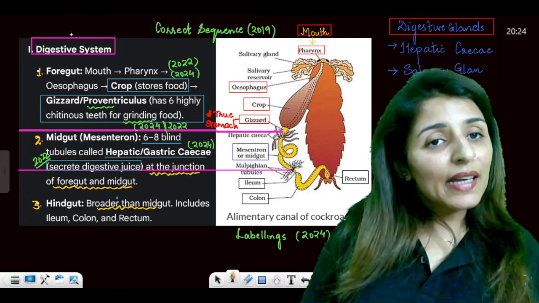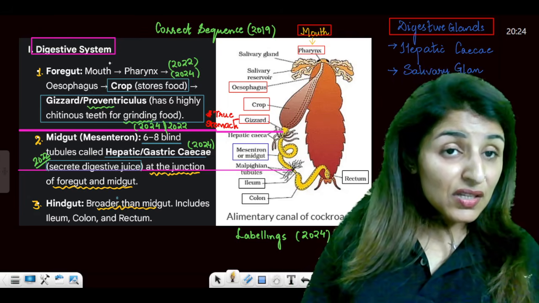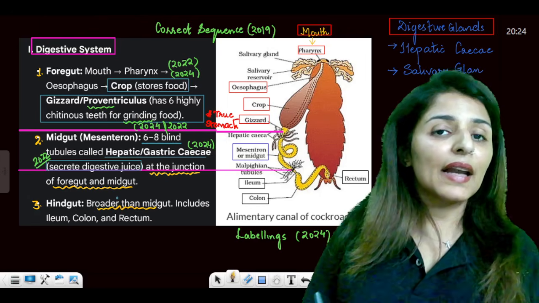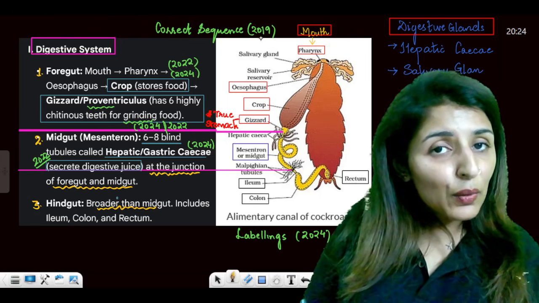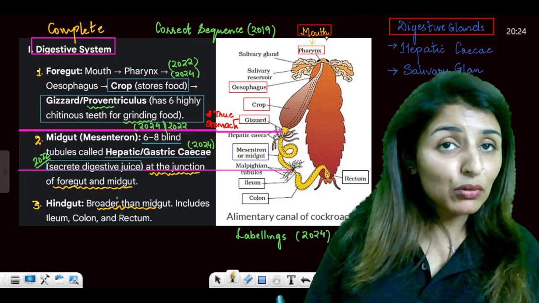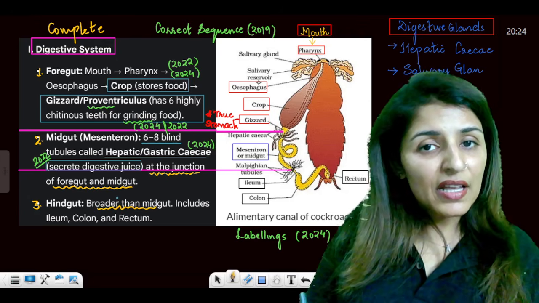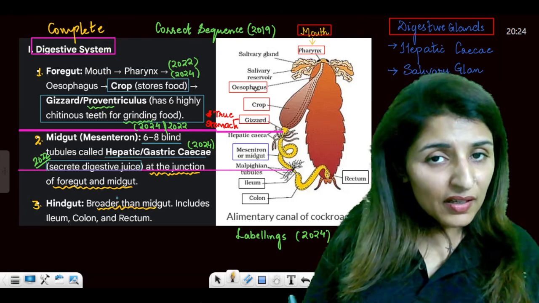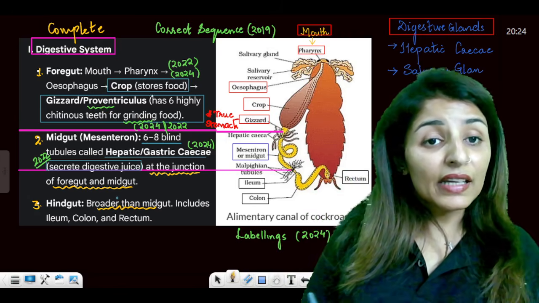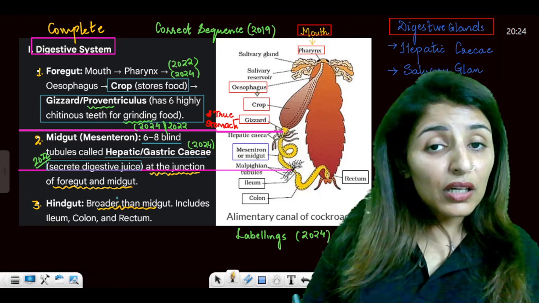Then, starting with the anatomy, let's talk about the digestive system. Digestive system is complete because it has separate mouth and anus. Now, the correct sequence was asked in 2019, so you should be clear that it starts with mouth. Mouth leads into the pharynx. Pharynx leads into the esophagus. Both pharynx and esophagus are tubular and short. Then, esophagus leads us to crop.